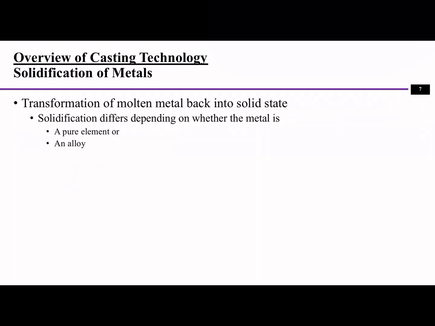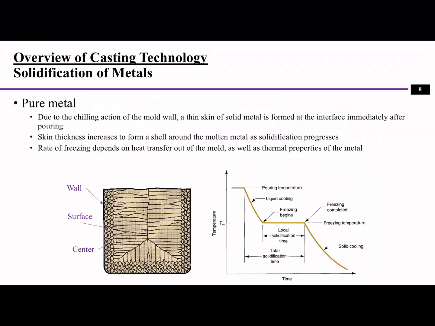So the solidification of the metal means we let the metal cool down and solidify into a solid state. And solidification can be of a pure element, a pure metal, or it can be an alloy. But the structure and the time, so the process, are actually different. Now let's look at how different they are. First, for the pure metal, the solidification will start from the wall, right? Because the wall is an interface that exchanges heat with the mold.